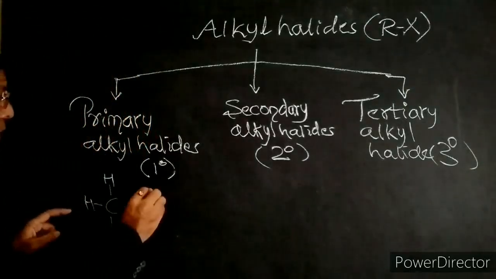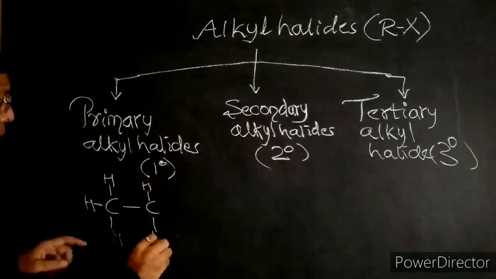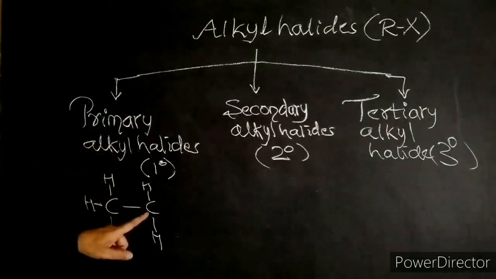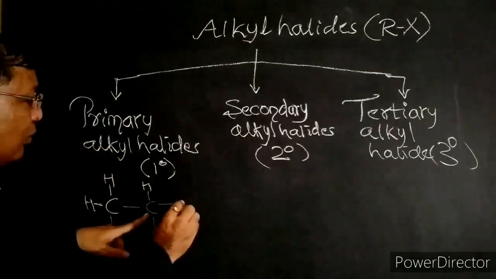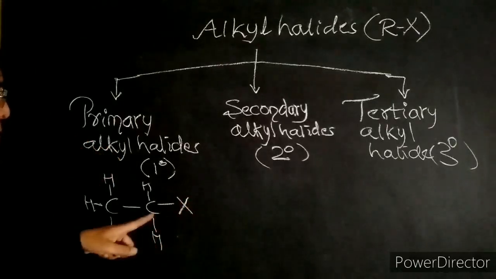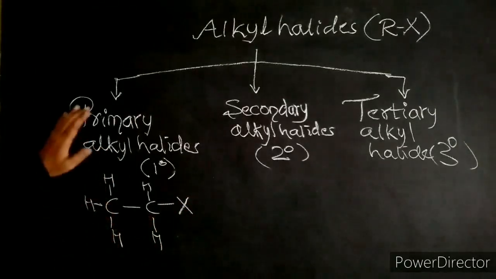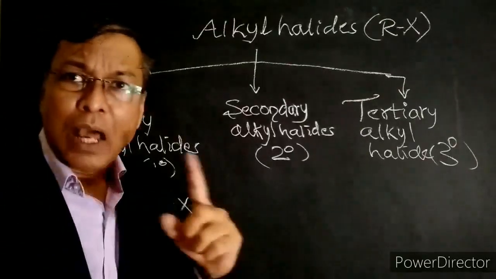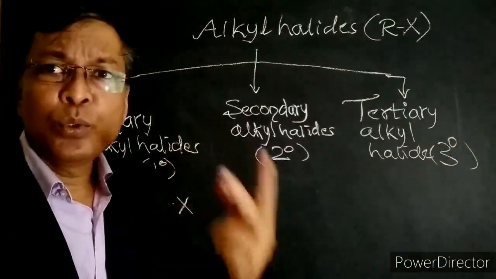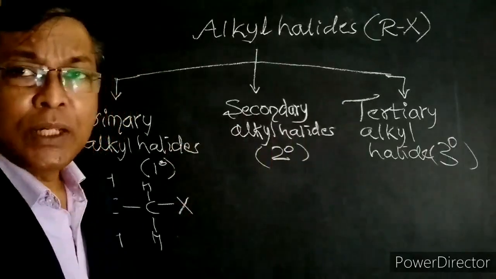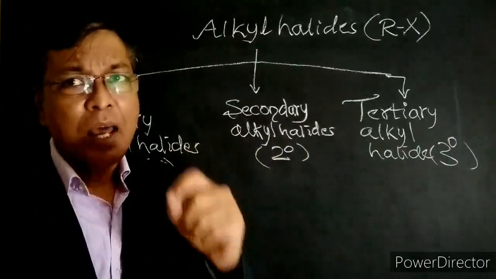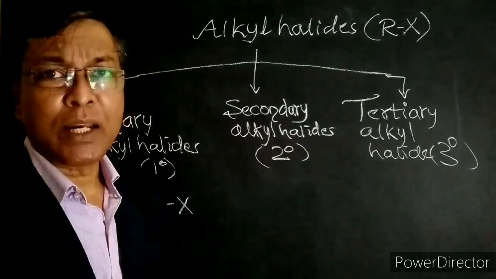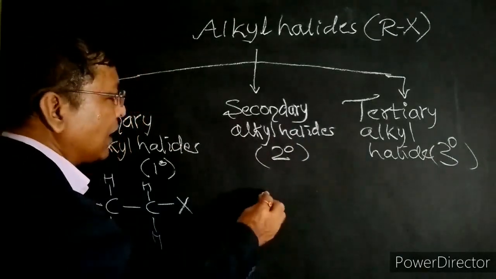This carbon atom is attached to one more carbon atom. Therefore, this is a primary carbon atom. When the halogen atom is attached to a primary carbon atom, it is called a primary alkyl halide. When a carbon atom is attached to two other carbon atoms, it is called a secondary carbon atom. When the halogen is attached to a secondary carbon atom, it is called a secondary alkyl halide.